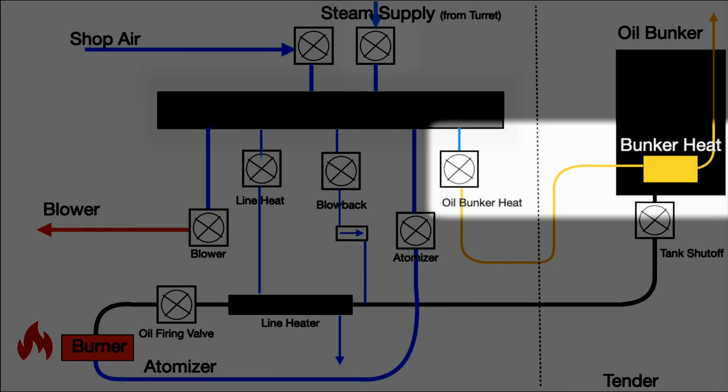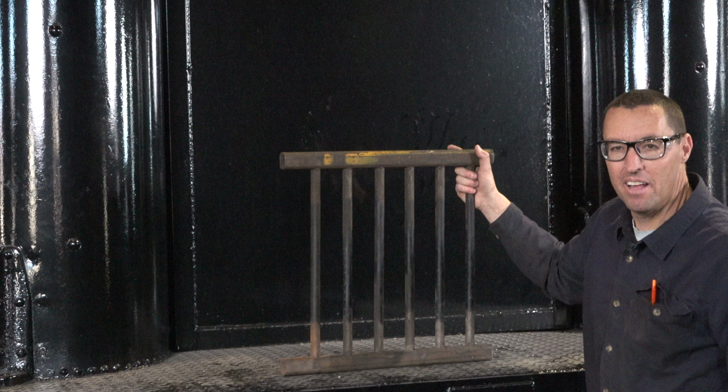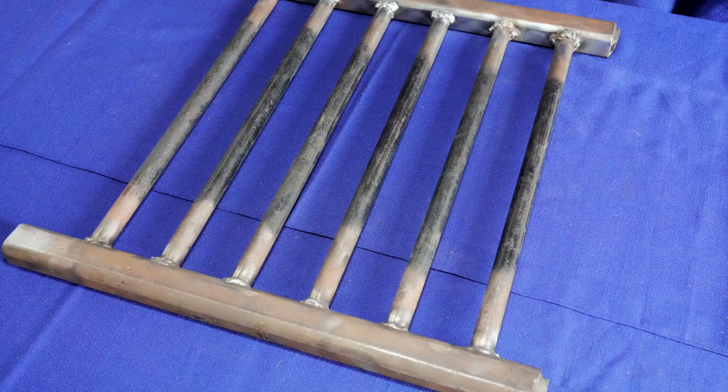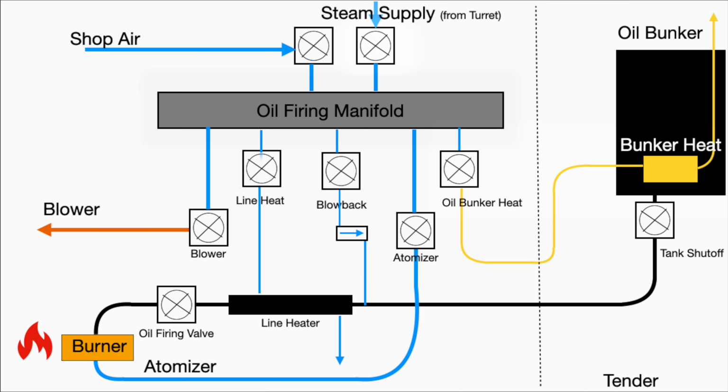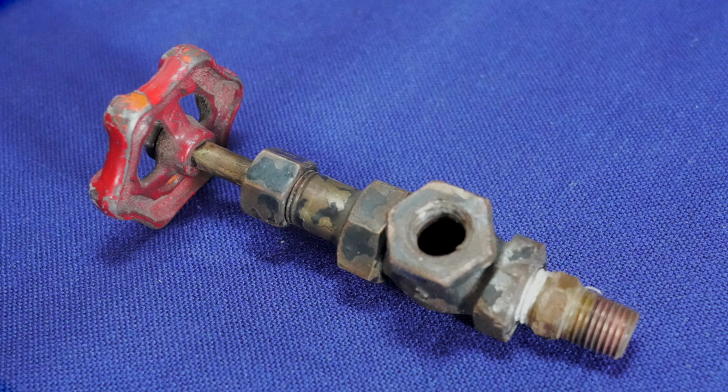The first which we'll talk about is the oil bunker heat. The bunker heater looks like a ladder, and it simply heats the oil by circulating steam through that heater and exhausts it overboard on the tender. There's a ½ valve from the oil firing manifold that controls the flow of steam to the bunker heat.